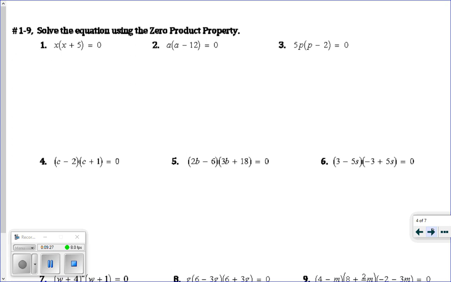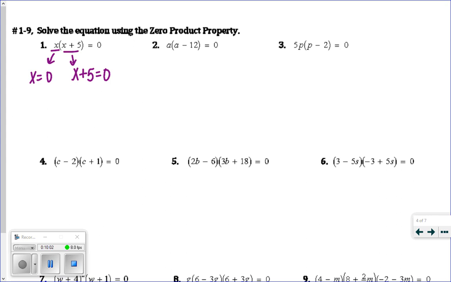So let's practice a few together on the back page. Let's say I have number 1. That's in factored form, so it's x times the x plus 5. So I've got two factors, two things being multiplied, okay? And it's already equal to 0. That's important to check. So if this times that is equal to 0, the only way that can be true is if either this first factor is a 0 or if this factor is a 0. So you set up two little mini equations, and then you solve each one.